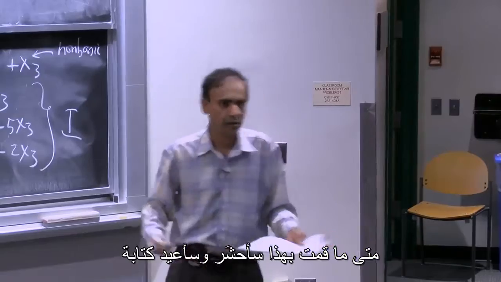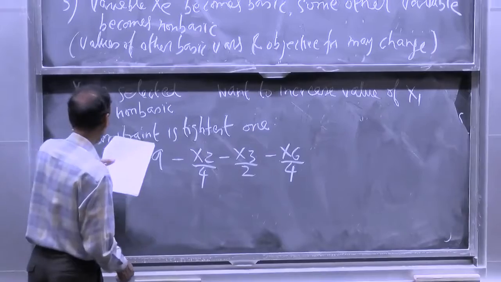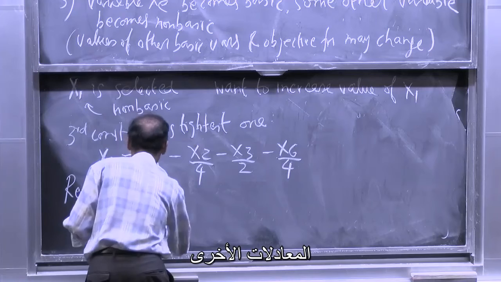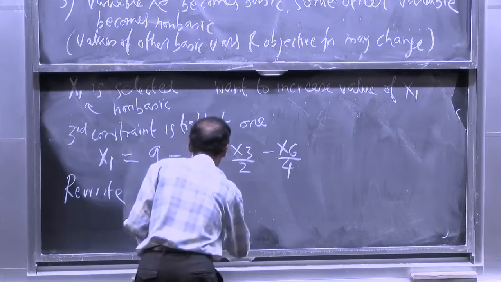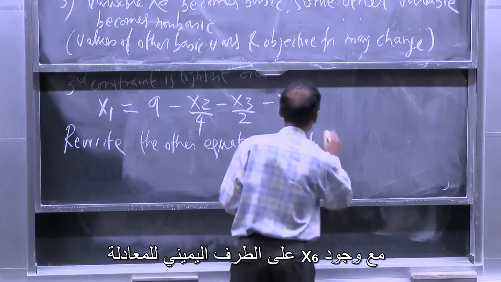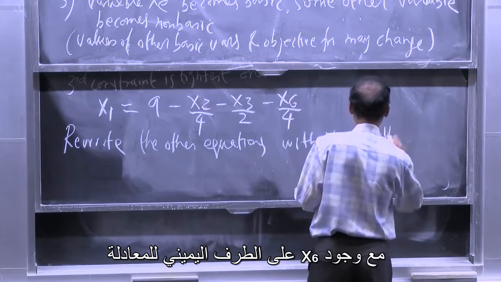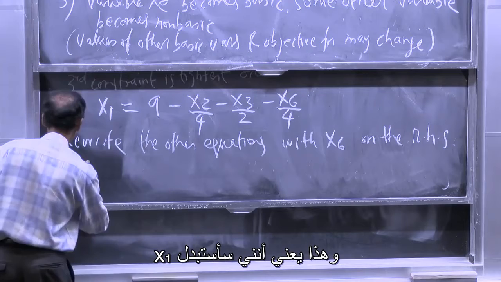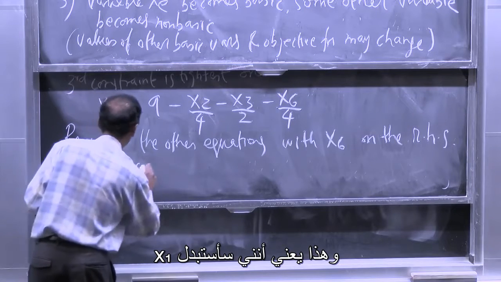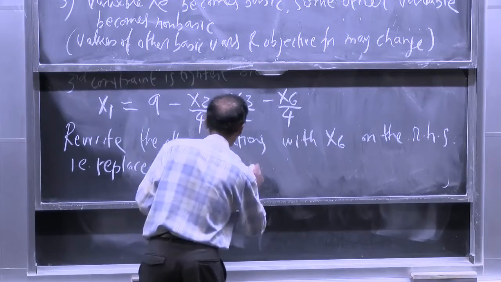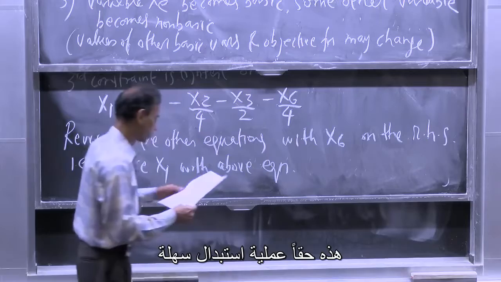And now it's just merely a matter of substitution. Right? Once I've done this, I'm just going to jam through and rewrite the other equations with x6 on the right-hand side. And that is, I'm going to replace x1 with the above equation. That's really a simple substitution, right?